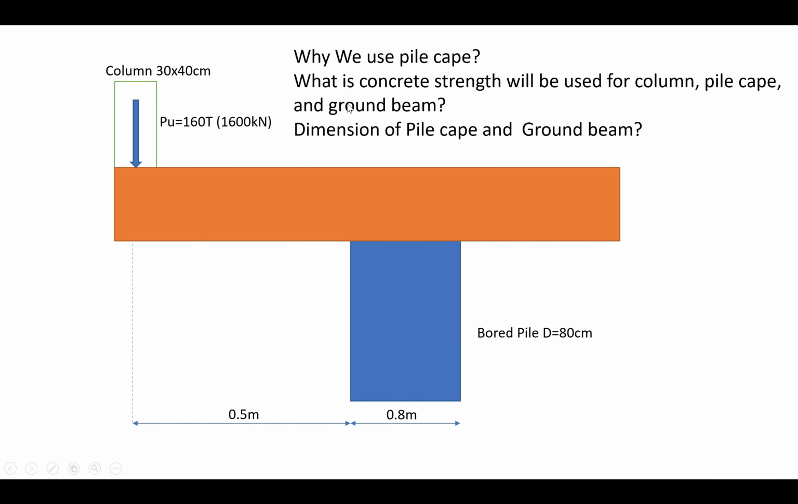And I will pose some questions: why we use pile cap, what constraint will be used for the column, pile cap and ground beam, and what the dimensions of pile cap and ground beam are. And this is the schematic of our structure: bored pile, ground beam and the column above. And this is the distance between the applied load to the face of the concrete bored pile.